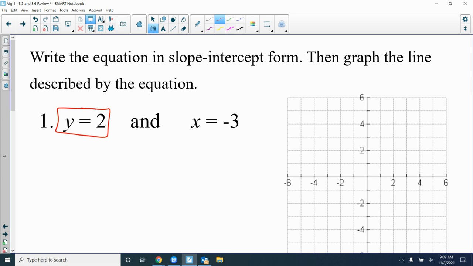No, not undefined. Griffin? 0. Well, okay, that's the slope, but what's the line look like? A horizontal line. So right under y equals 2, you wrote y equals 2, draw a horizontal line. Draw it. Now we'll go to the graph, y equals 2.